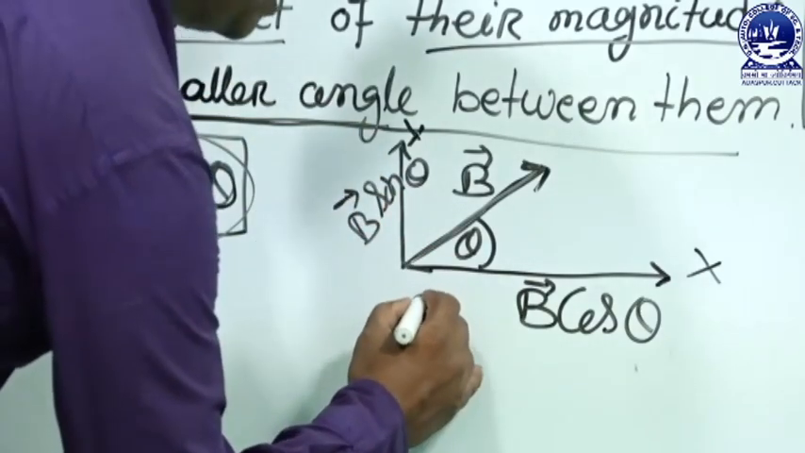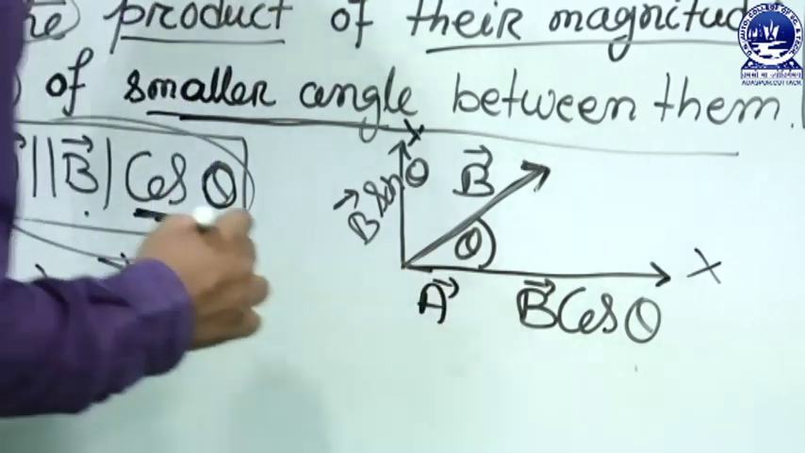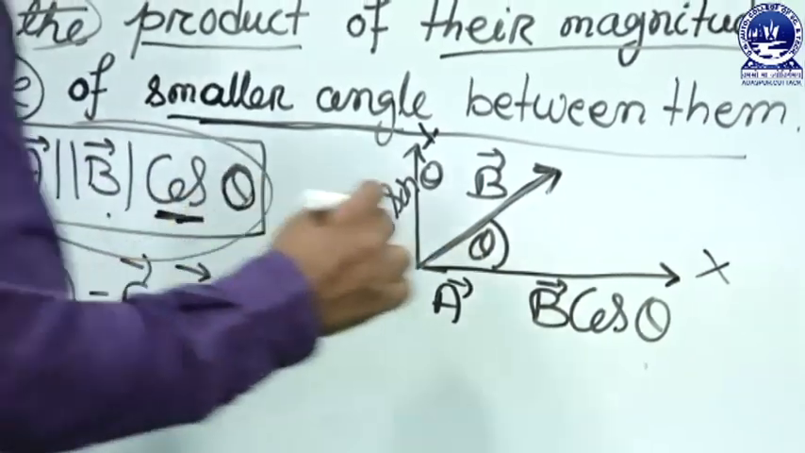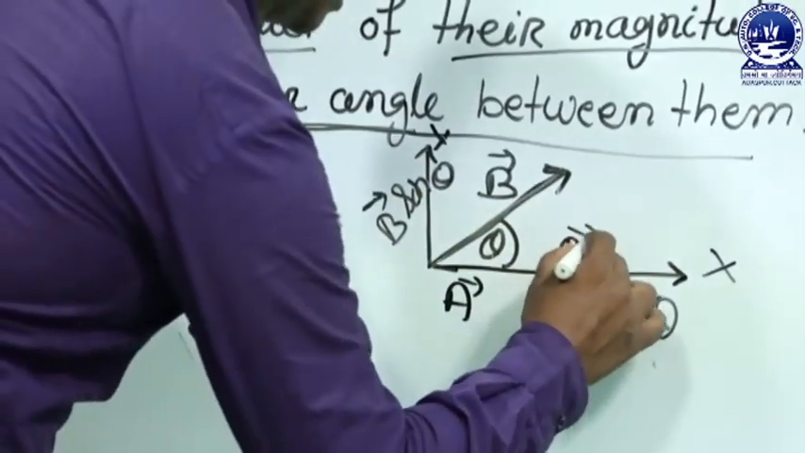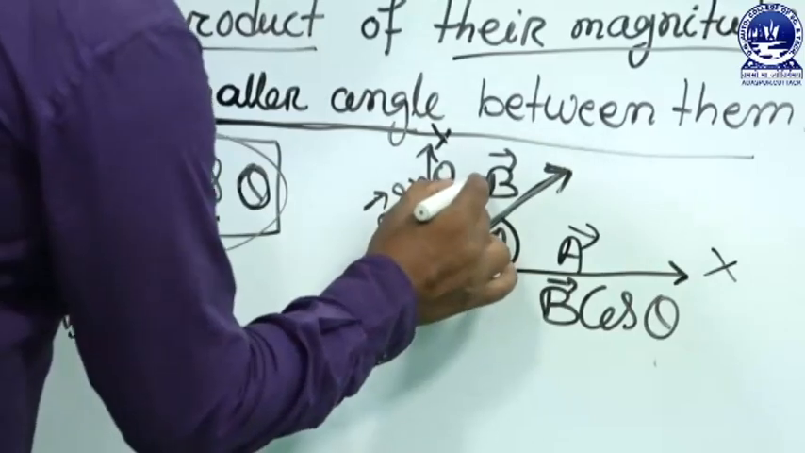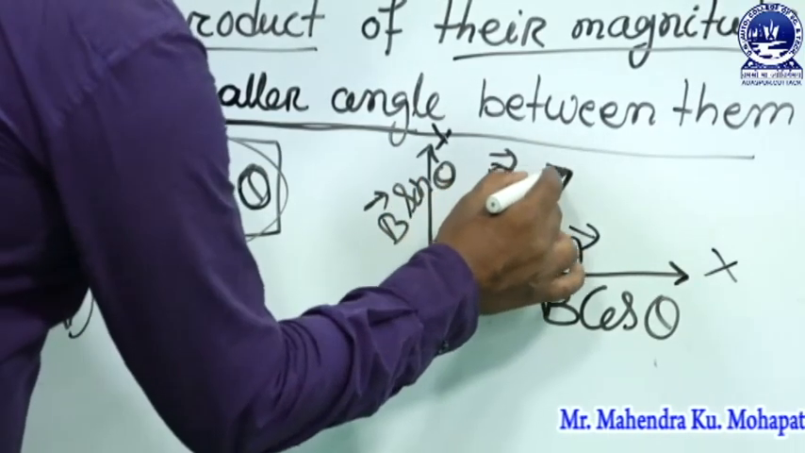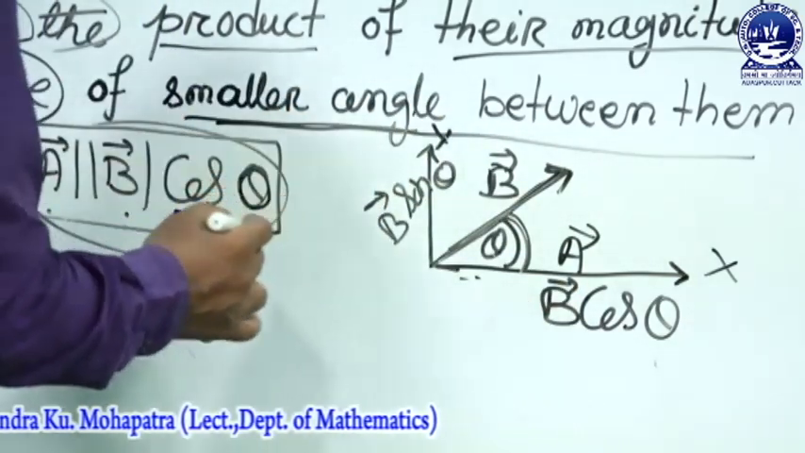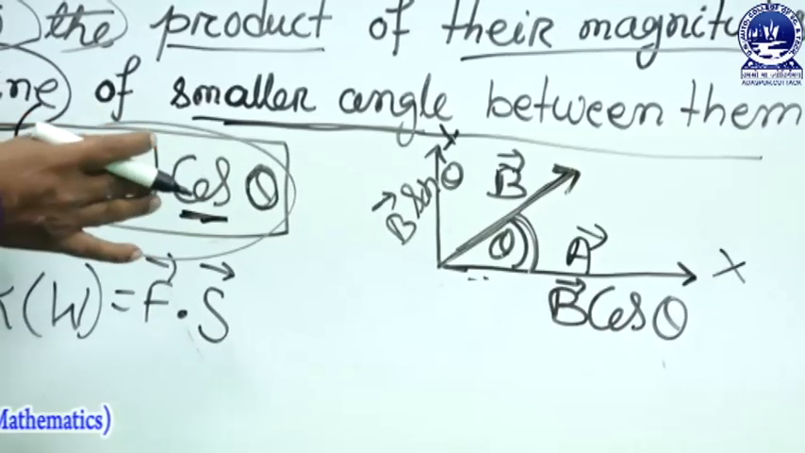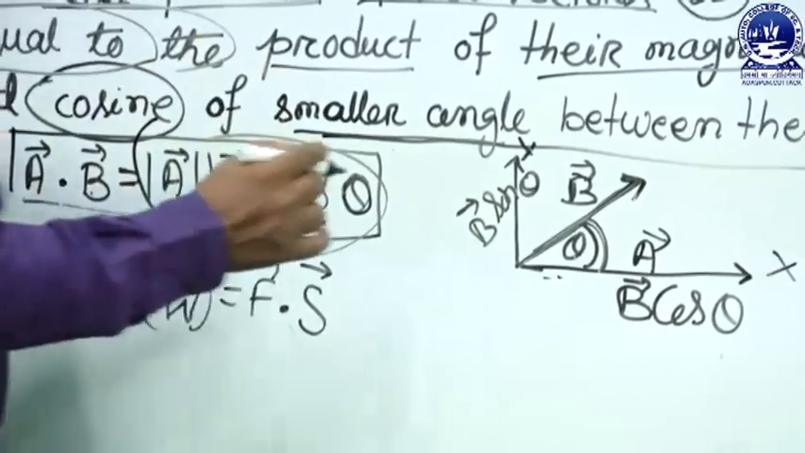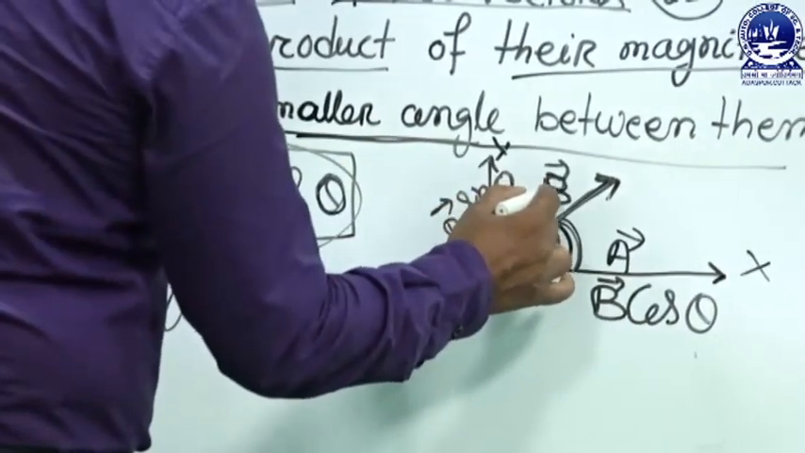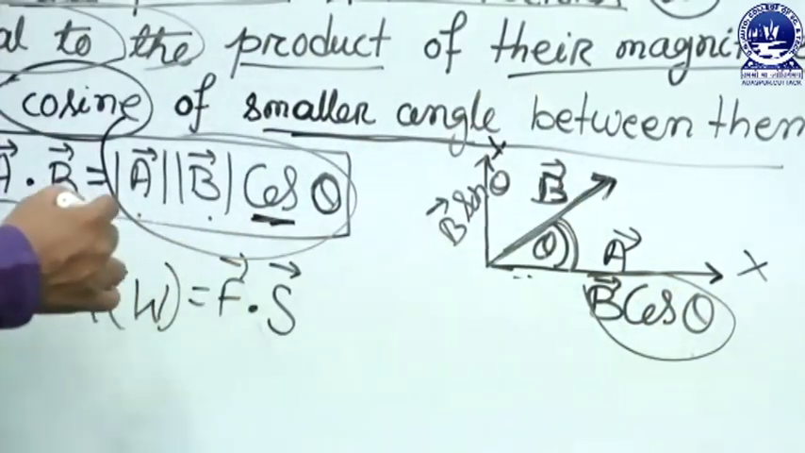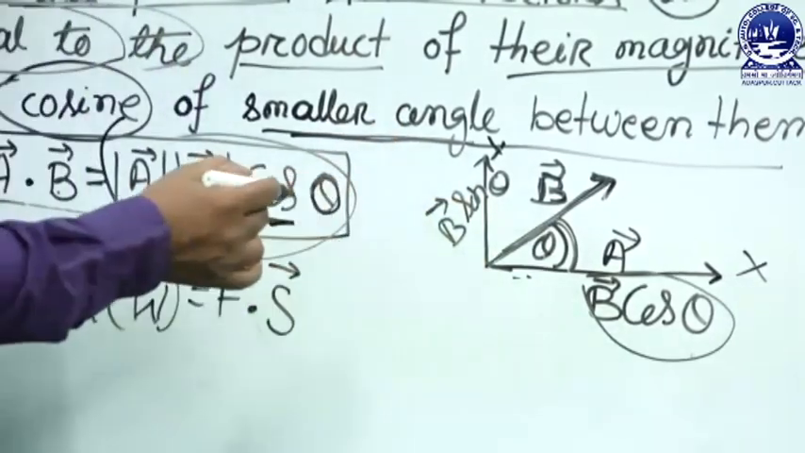If we take the vector A, because here we have taken the angle between A and B as theta, the vector is in this direction, and the vector B makes angle theta with the vector A. In case of the product, the two vectors must be in the same direction. So the vector B has the component B cos theta along A, and another component B sin theta.